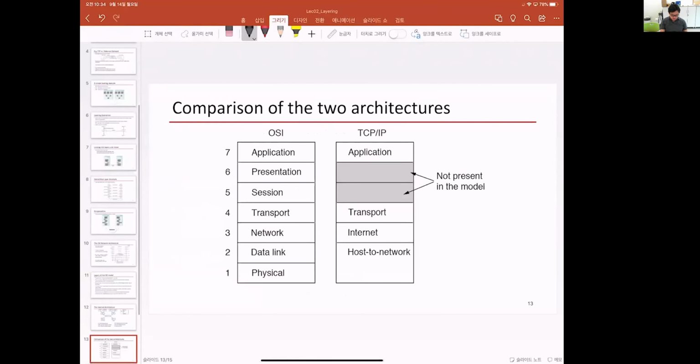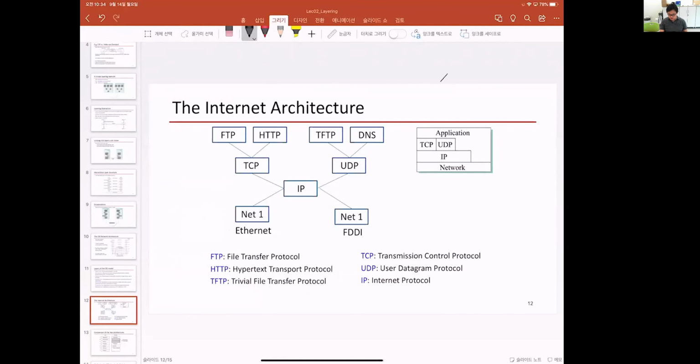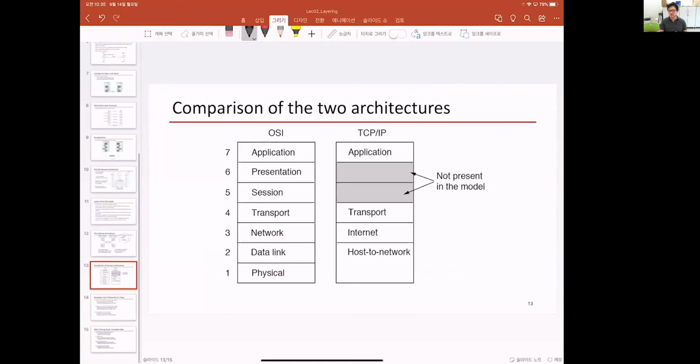But in reality, it is more like this. So we call it the internet architecture. This is also broken because of the Chrome these days. We don't know where it goes to, but it's more simplified and fewer layers are used in the field.